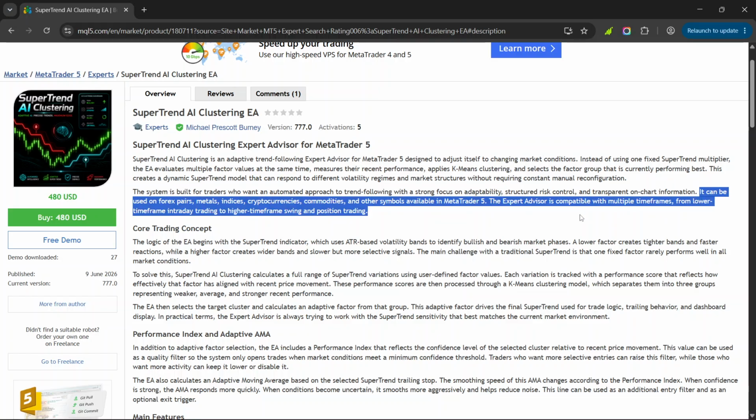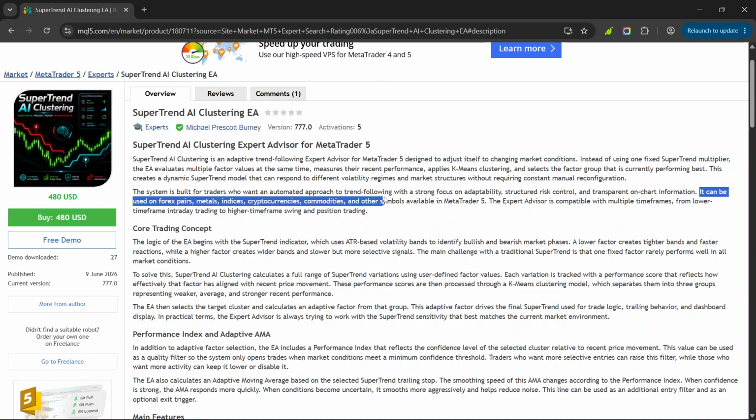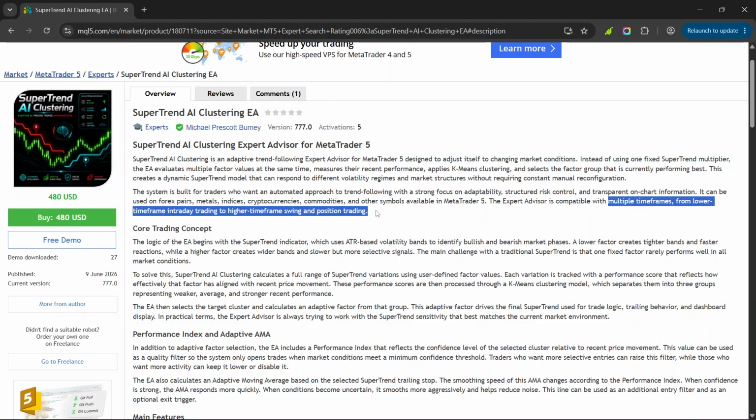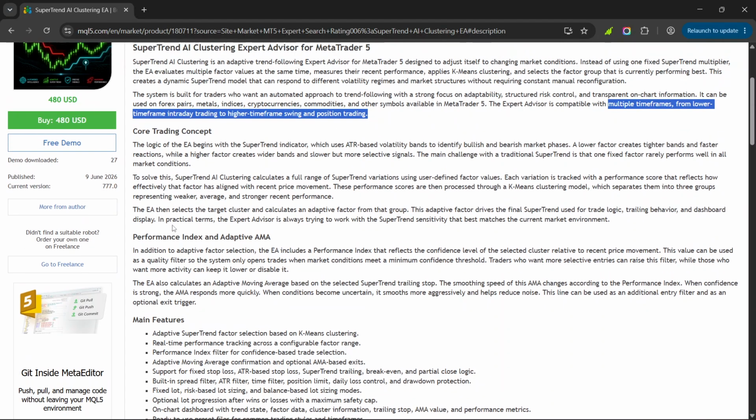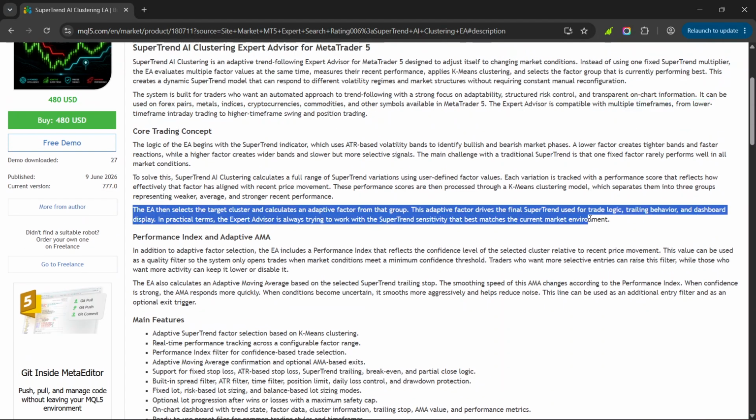Now they say it can be used on forex pairs, metals, indices, cryptocurrencies, commodities, and other symbols in MetaTrader, and is compatible with multiple time frames, from lower time frames to higher time frames. The EA picks the best clusters and calculates an adaptive factor from it. That adaptive SuperTrend then drives the main trade logic, trailing stops, and the on-chart display. As you can see, that's the claim here.